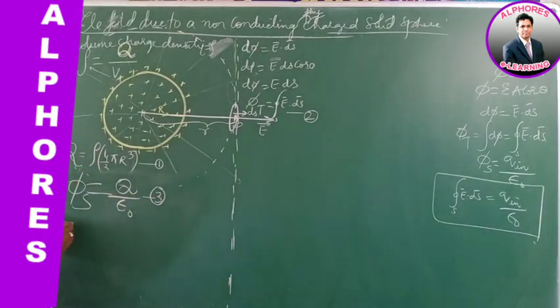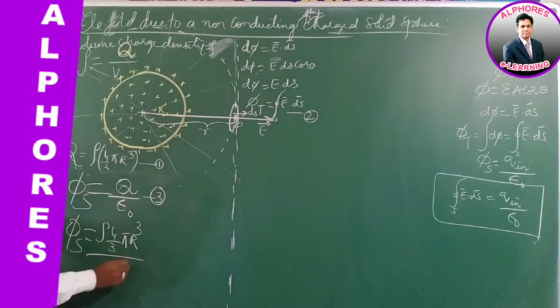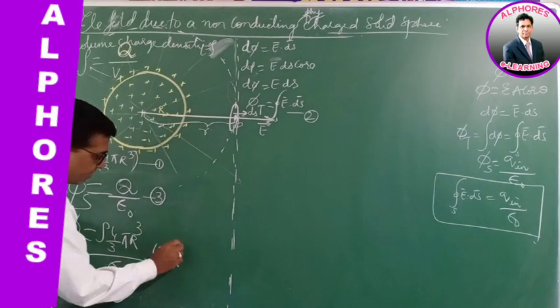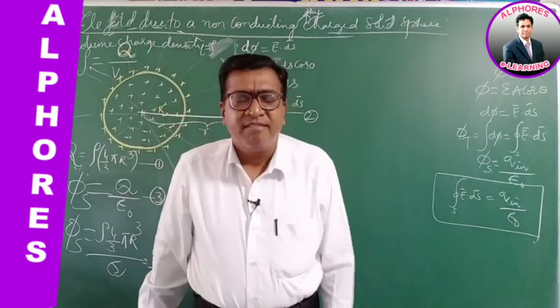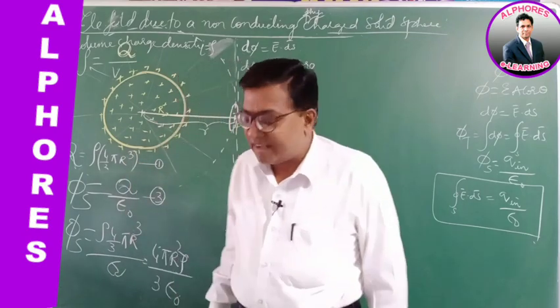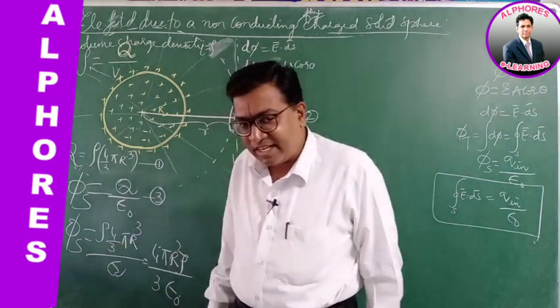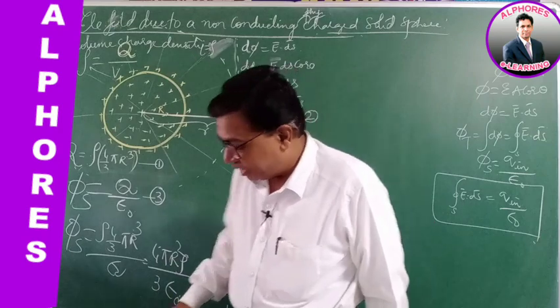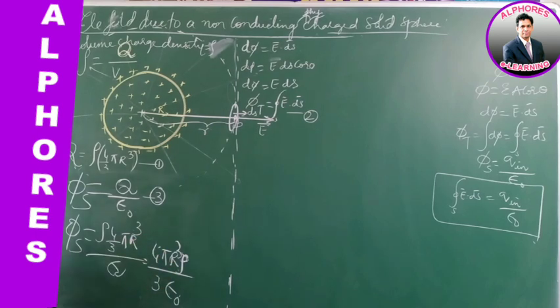You can even put this total flux through the Gaussian surface, where the charge q is rho times 4 by 3 pi r cube, by epsilon naught. So it is 4 pi r cube rho by 3 epsilon naught. Sometimes you will be asked to find the flux enclosed inside a solid sphere when the volume charge density rho is given.